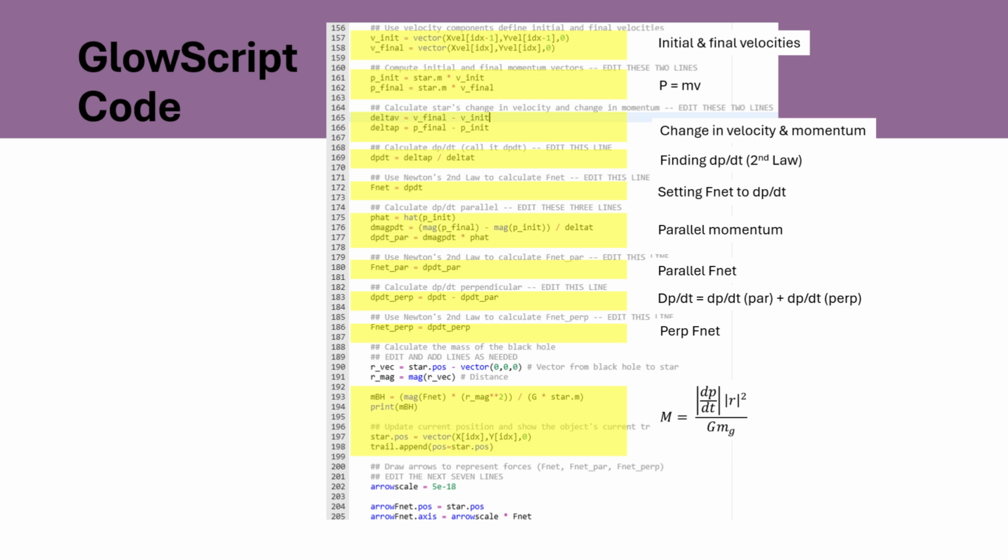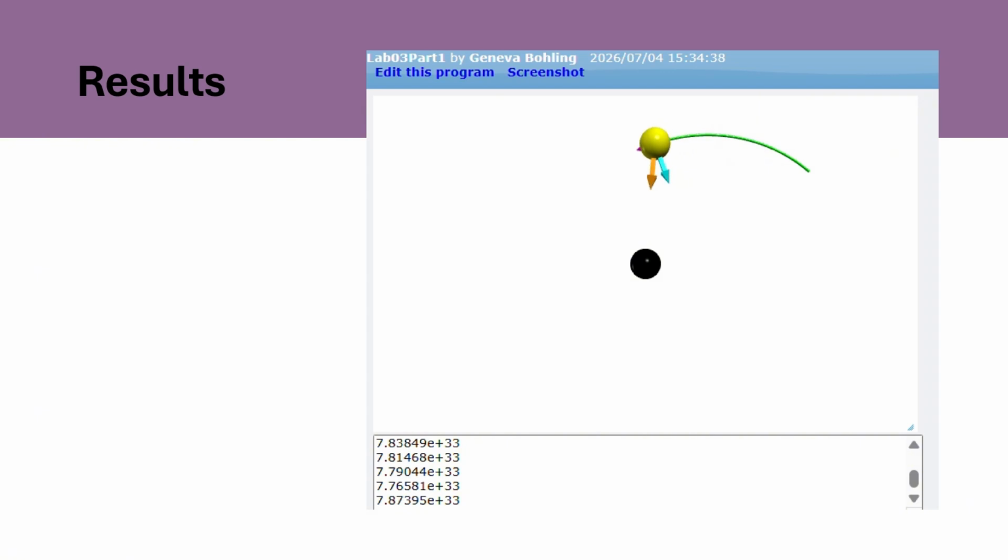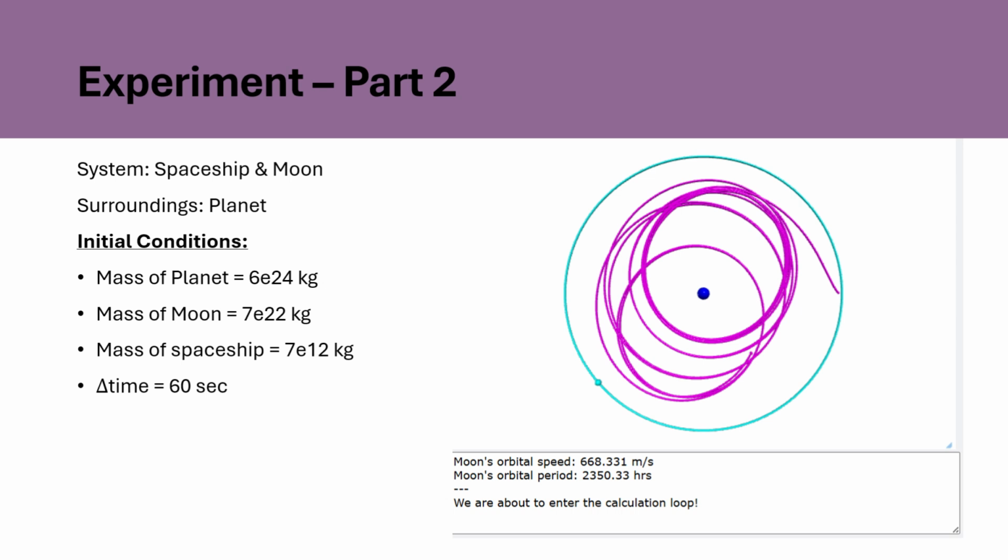By setting the magnitude of F net equal to the gravitational force equation, we algebraically isolate and solve for the unknown black hole mass for every single step. Averaging these values over the entire trajectory yields a final estimated mass of 7.7 times 10 to the 33 kilograms. And this is our result. As you can see, the orange arrow represents F net, the magenta arrow represents the parallel component, and the cyan arrow represents the perpendicular component.